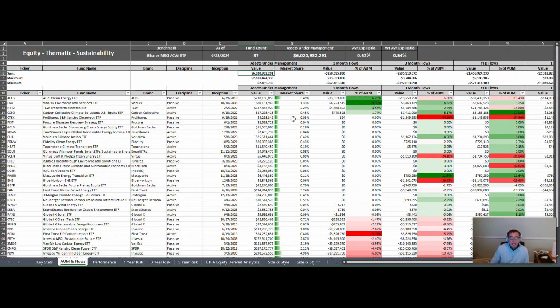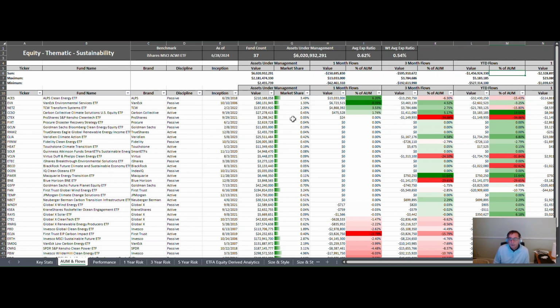Moving along to the second tab, we have our AUM and flows tab. You can see across the top, there's that $6 billion in total aggregate AUM, the largest at $2.18 billion, the smallest at $2.45 million. And then we can see our flows across the board, right? The total flows for last month were 150 million out, with the largest outflow being 62 million and the largest inflow being the ALPS Clean Energy ETF with 13 million.